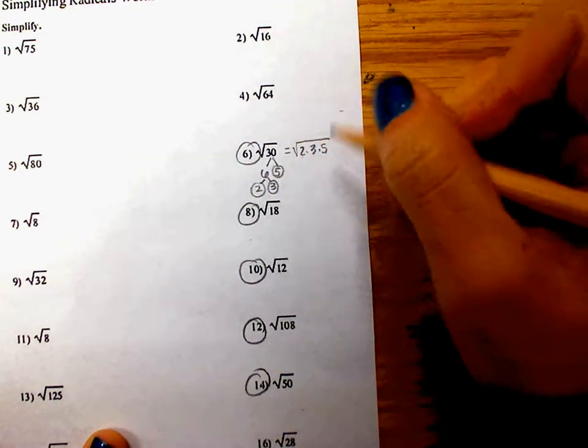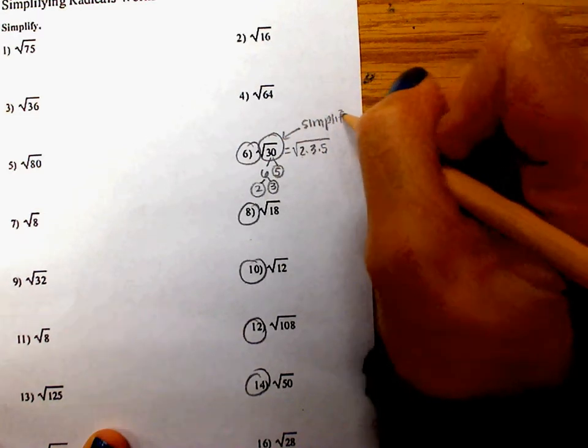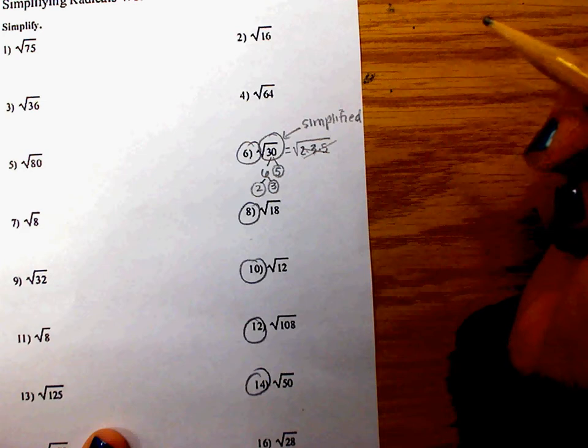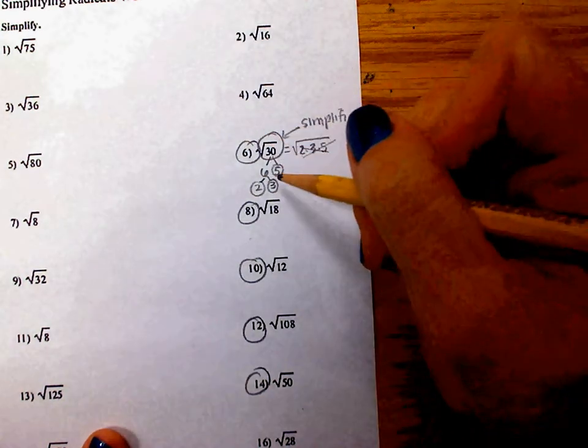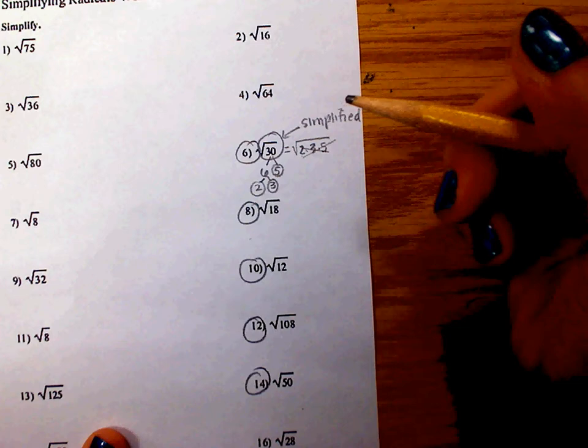So that means root 30 is already simplified, because no pairs can come out. So there's nothing more you can do with that. It's not that there's no answer, but that the root 30 is already in its most simplified form.